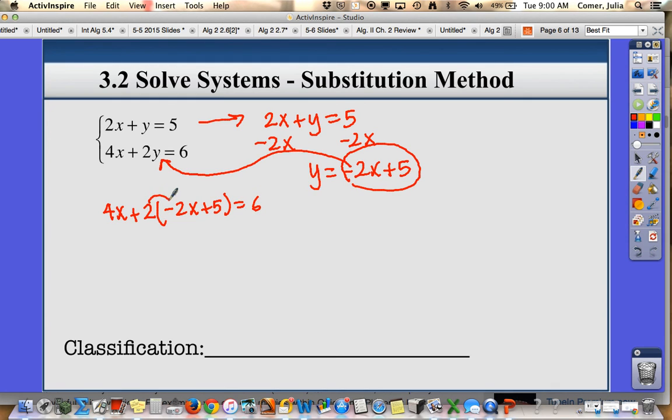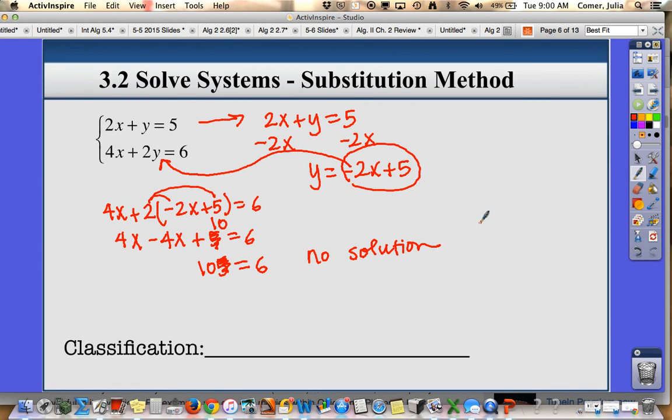I'm distributing that positive 2, so I get 4x minus 4x plus 5 equals 6. Well, what happens over here? My 4x's drop out and I get 5 equals 6. So is that possible? No, it is not possible. Oops, I'm sorry, I realize I have a mistake here. This should be a 10, and this should be a 10. So again, 10 equals 6. Not possible, that's never going to be true, so that tells us we have no solution.